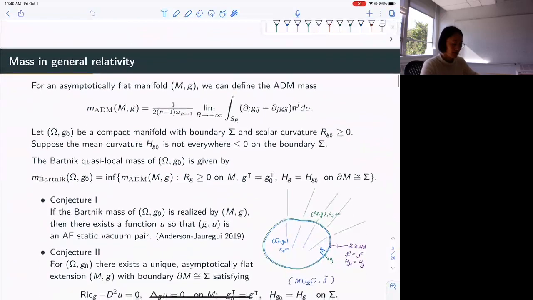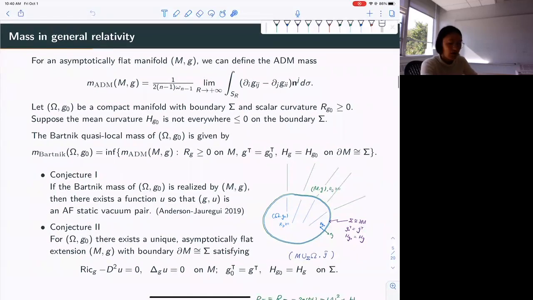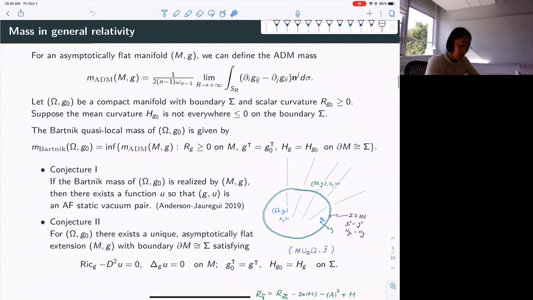So Bartnik boundary data arises in the study of mass in general relativity. In GR, we have a very well-defined notion of total mass for asymptotically flat initial data sets. If (M, g) is an asymptotically flat Riemannian manifold, then we can define the total mass, also called the ADM mass, by this formula here. It's just a flux integral at asymptotic infinity. ADM mass is very well studied.